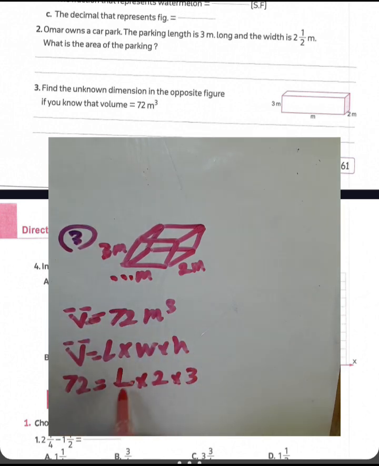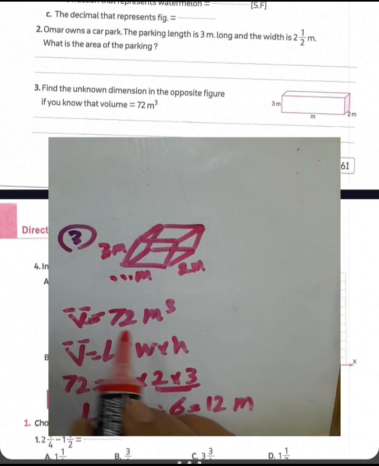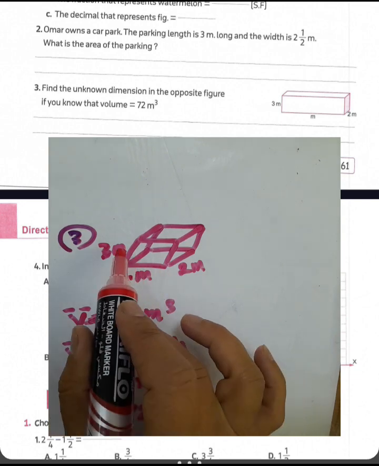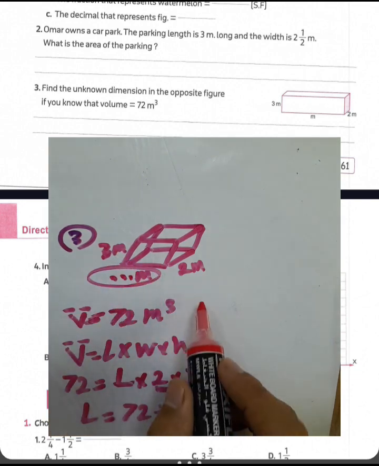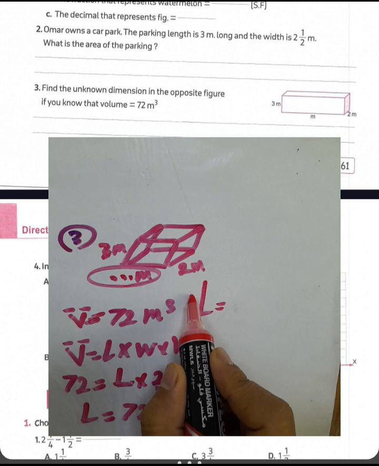Then the length will equal 72 divided by 2 times 3, which equals 6. So 72 divided by 6: 6 times what equals 72? 6 times 12. Then the length will be 12 meters. Understood? Again, in this example we have length, width, height, and we don't know the length. You can write the rule here.